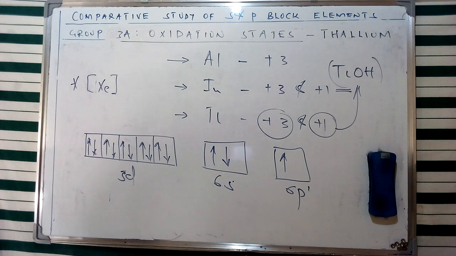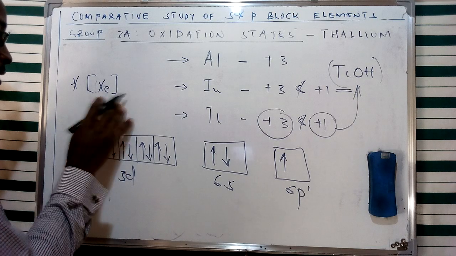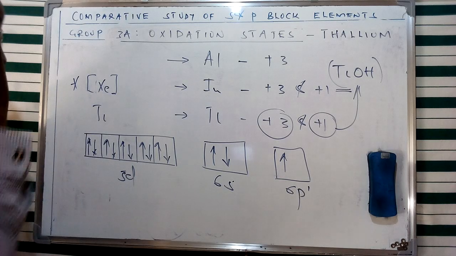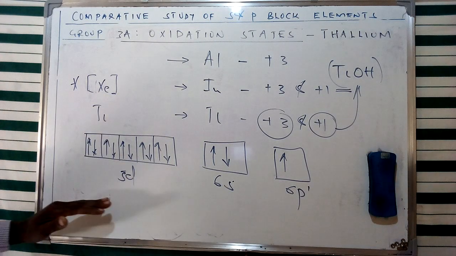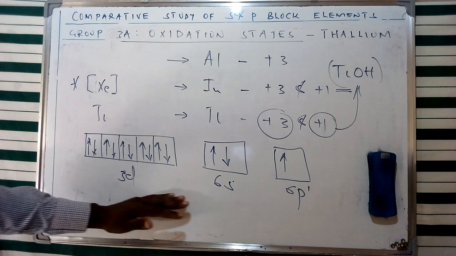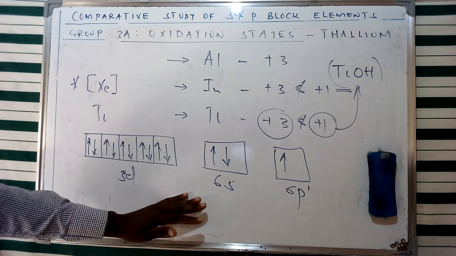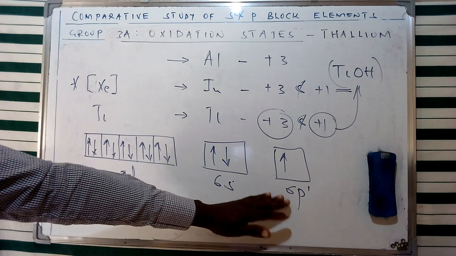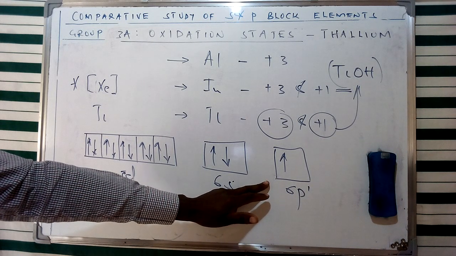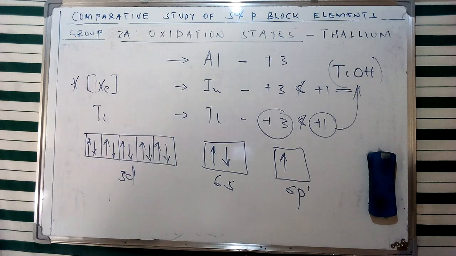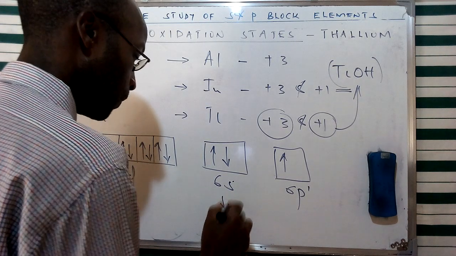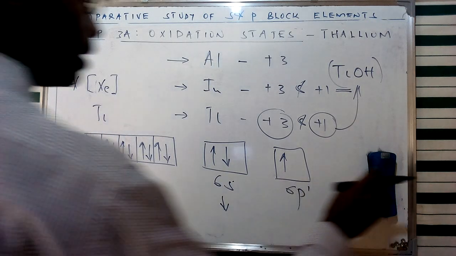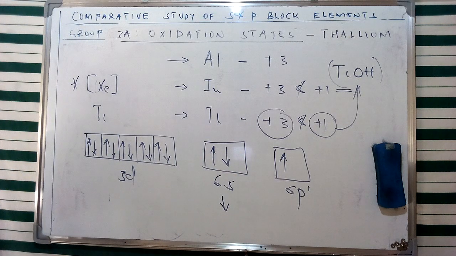Now the stability of the positive one oxidation state, in this specific case, is going to be due to the inert pair effect, which is experienced in such a way that in its reaction, the 6p orbital is going to lose this specific one electron, and this is going to retain the 6s subshell, which is going to remain in this particular case.